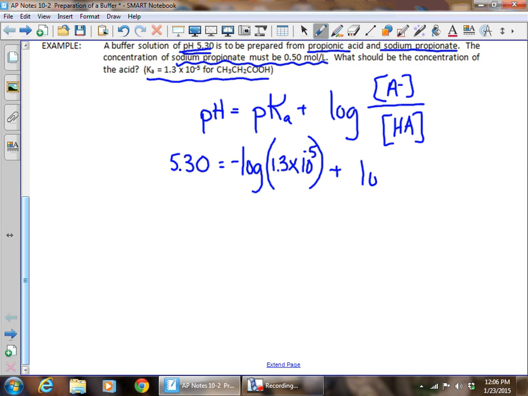And we're going to take the log of the salt ion, which is what they gave us the concentration of. They gave us the concentration of sodium propionate. Remember, if it's Na and some ion after it, that's your salt: a metal plus something that's acting as a nonmetal. So that's the concentration of your salt ion. And we're trying to find the concentration of the acid that we need.